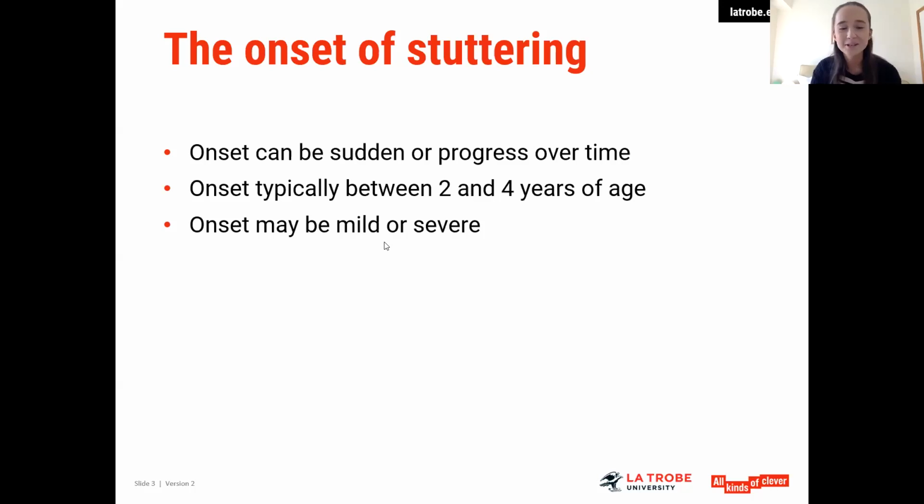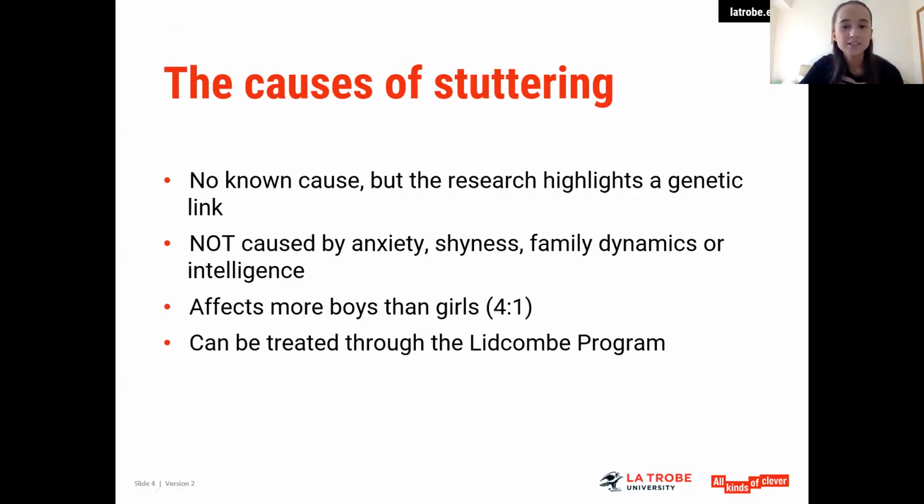Yep, so hi everyone. As Sunny mentioned, my name's Jess, and I'm going to start by talking about the causes of stuttering. So the exact cause of stuttering is currently unknown, but the research suggests that there is a genetic component. What we do know is that stuttering is not caused by anxiety, shyness, family dynamics, or low intelligence levels. Research also indicates that stuttering affects more boys than girls at a ratio of 4 boys for every 1 girl.